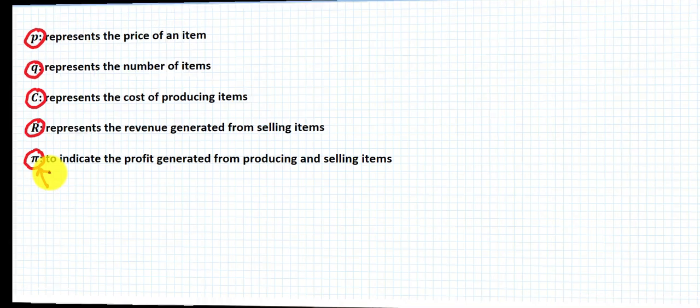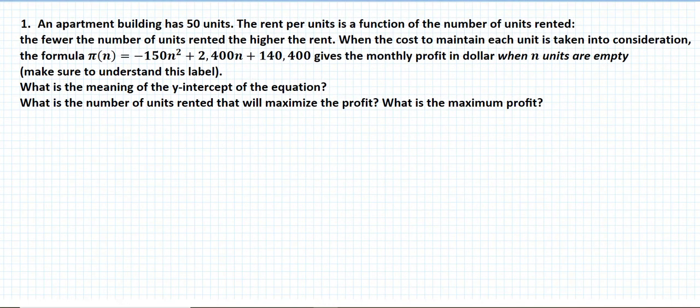Let's go over some examples now. Here is a first example from your note. An apartment building has 50 units. The rent per unit is a function of the number of units rented. The fewer the number of units rented, the higher the rent, which means if there's only one apartment rented in the whole complex, it's going to be a very expensive rent as opposed to 50 units rented. When the cost to maintain each unit is taken into consideration, the formula pi of n gives the monthly profit in dollars when n units are empty. Okay, so this is when n units are empty, not when n units are rented.